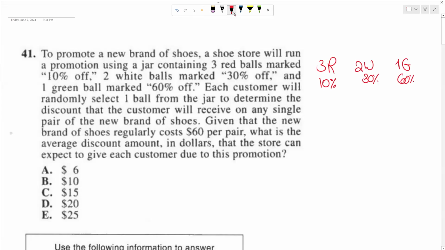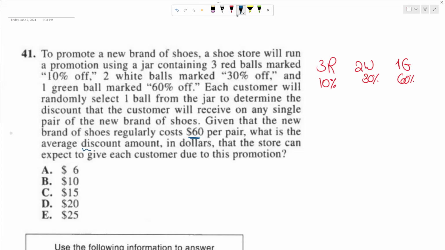Each customer will randomly select one from the jar to determine the discount that the customer will receive on any single pair of the new brand of shoes. Given that the new brand of shoes regularly costs $60 per pair, what is the average discount that the store can expect to give each customer due to this promotion? So we need basically the average of the discounts.